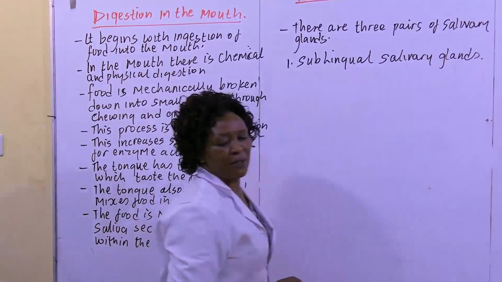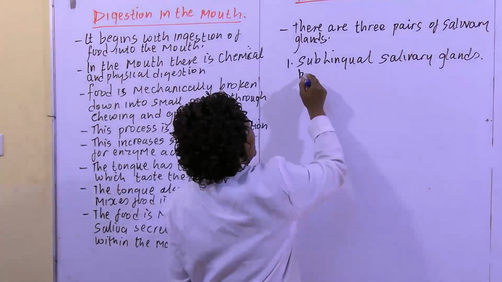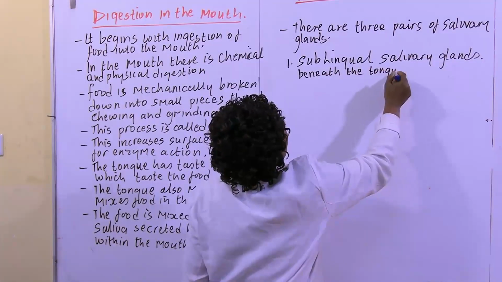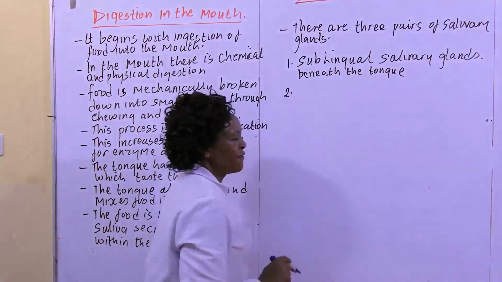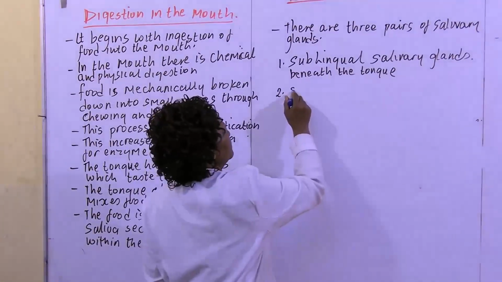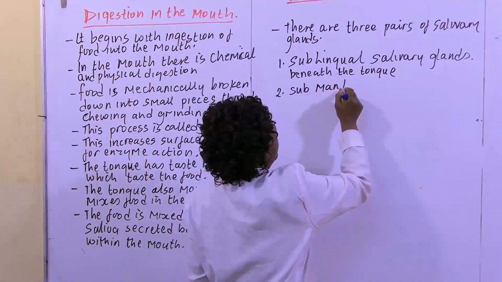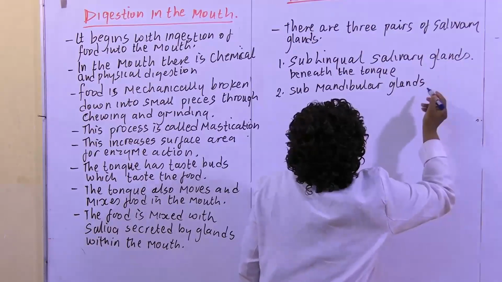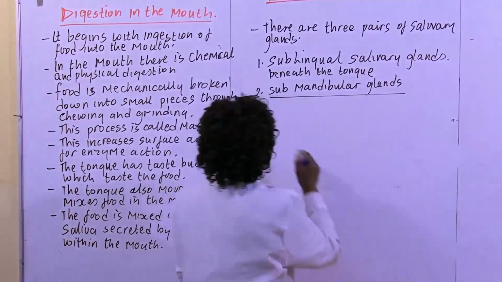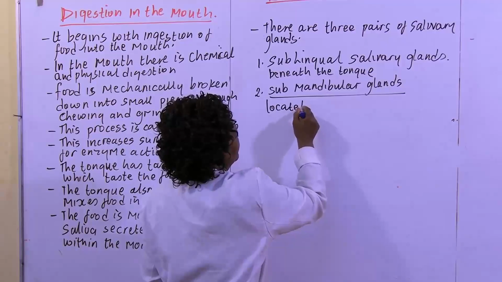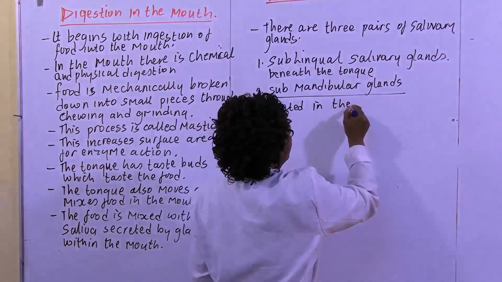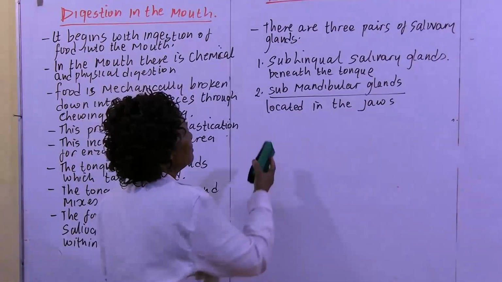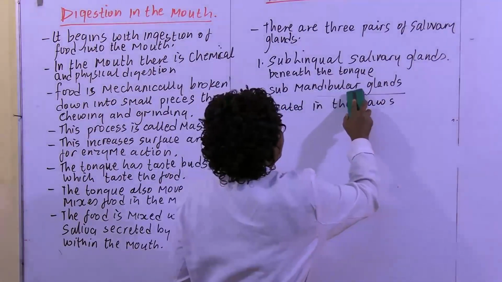We have sublingual salivary glands beneath the tongue. Two, we have the submandibular glands, and these ones are located in the jaws. And if you look at the name, mandibular means the mandibles, and that is the jaws.